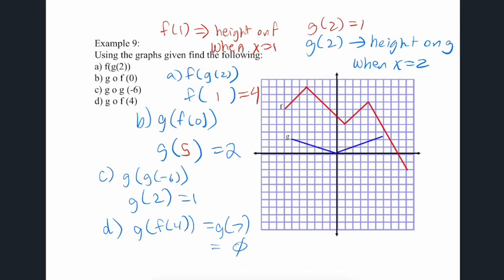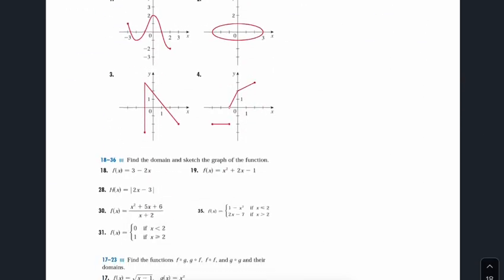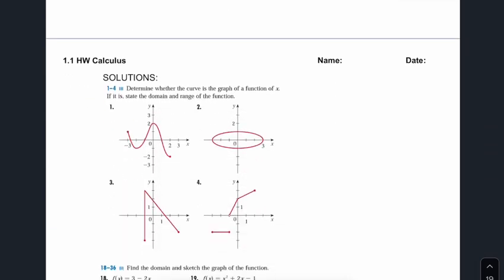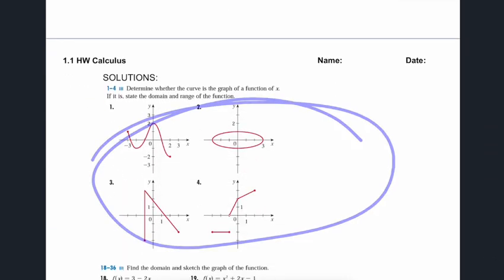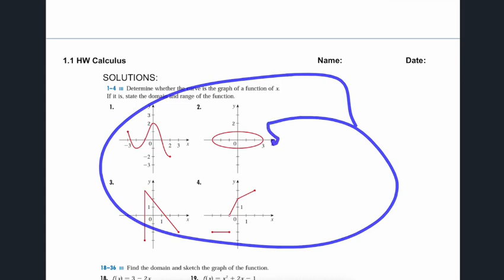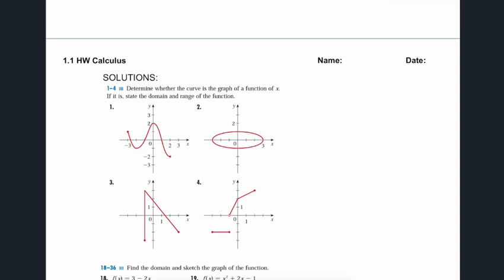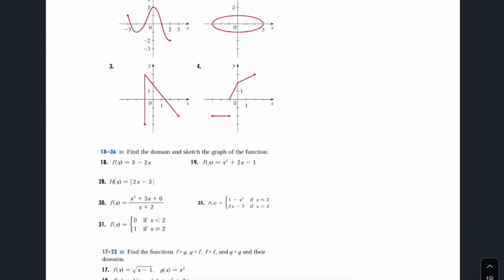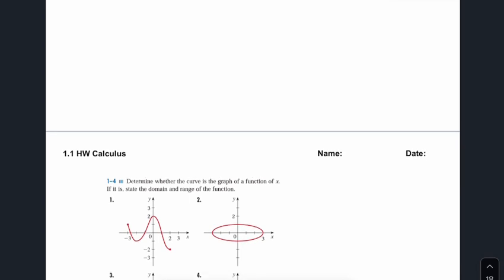We good for that one? Okay, so notes are finished. Here's your homework. See how it says solutions down here? There are no solutions yet. I apologize. The solutions will come when I make them up, so I will send them out to you probably around the due date or the day after. But your job tomorrow in class is to work on these.